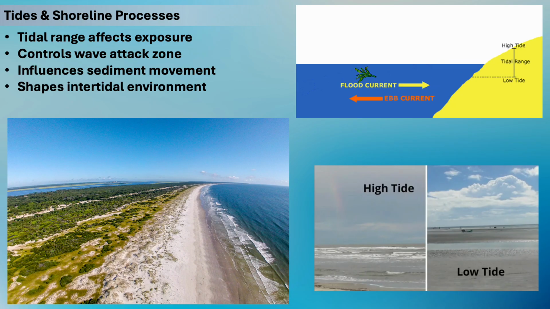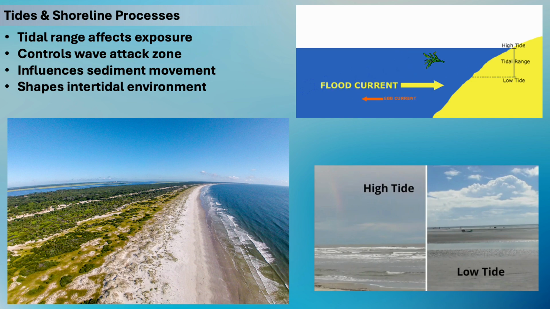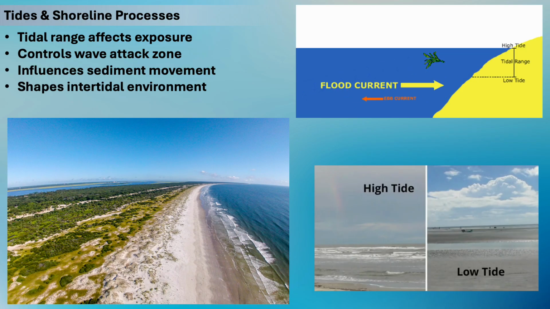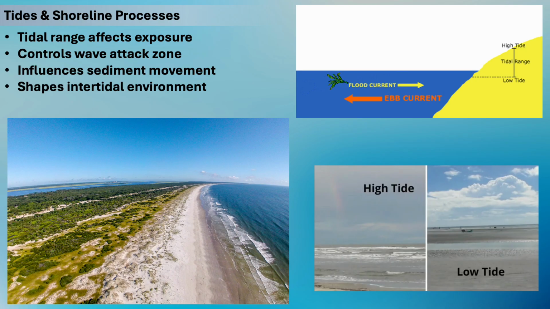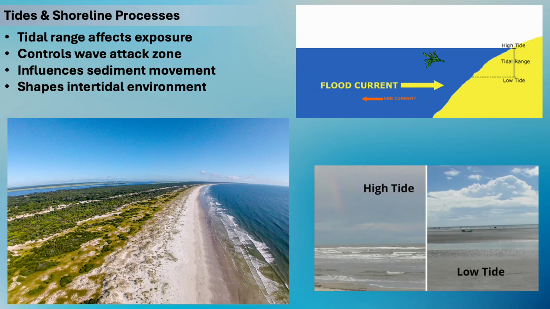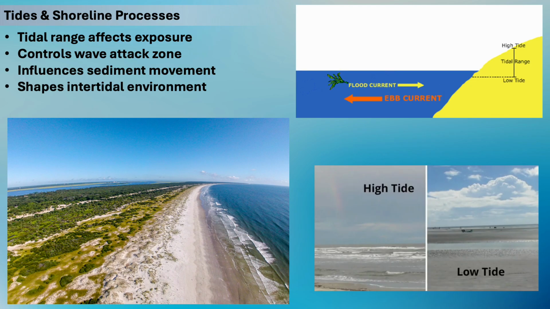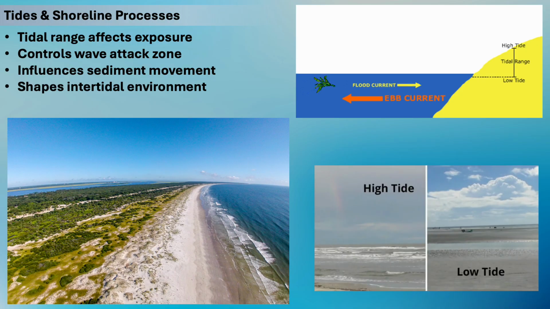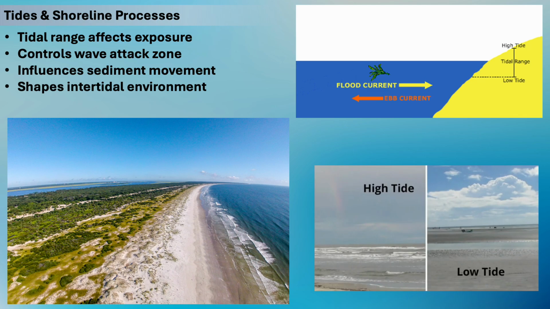Tides do not generate waves, but they strongly influence where wave energy is applied. Consider a coastline with a small tidal range. Wave energy is concentrated within a narrow vertical band. Sediment movement and erosion occur within that limited zone. Now consider a coastline with a large tidal range. Waves interact with a much broader vertical region of the shore, the zone of active sediment transport it spans.